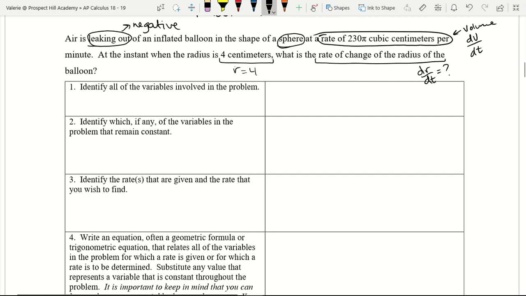So first part of solving a related rates problem is identifying all the variables involved in the problem. One variable that we have is the radius, and the other variable that we have is the volume of a sphere. It's important to know the shape that we're talking about because that will help us to determine which formula to use. We also want to know if any of the variables of this problem will remain constant. We only have two variables, radius and volume, and neither one of those is going to stay constant, so we have no constant variable.